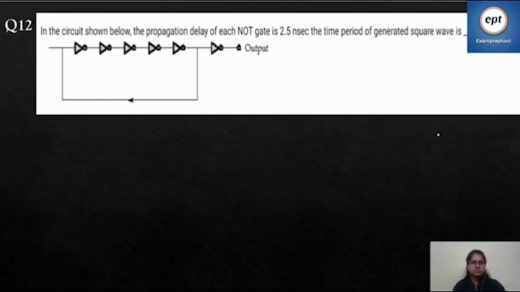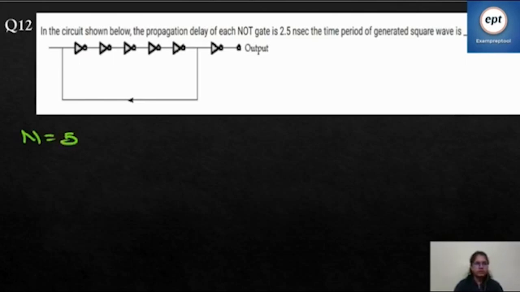So this is the question given to us. In the circuit shown below, the propagation delay of each NOT gate is 2.5 nanoseconds. It is given. The time period of the generated square wave is. Now we will always consider the NOT gates in the square wave. So how many NOT gates are there? 1, 2, 3, 4, 5. So the NOT gates we have are 5.